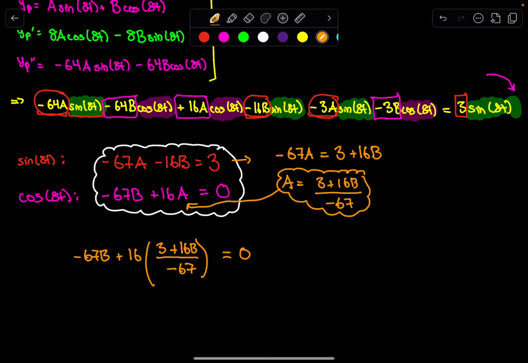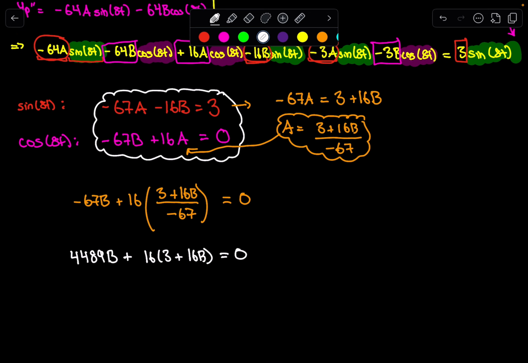There's a bazillion ways you can do this. You're probably going to need a calculator for these particular numbers because I didn't plan them ahead of time. So let's just see what we get. If I were to try solving this, I'd probably multiply both sides by negative 67 just to clear fractions. So I'd end up with 4,489b plus 16 times 3 plus 16b is equal to 0.